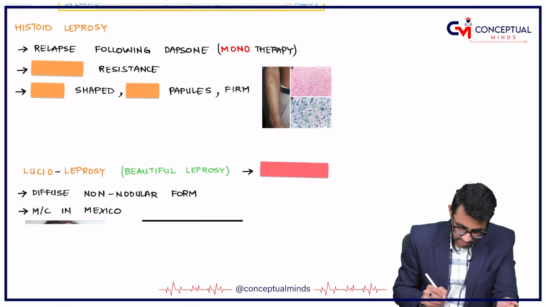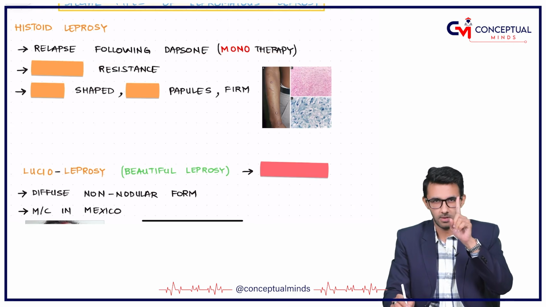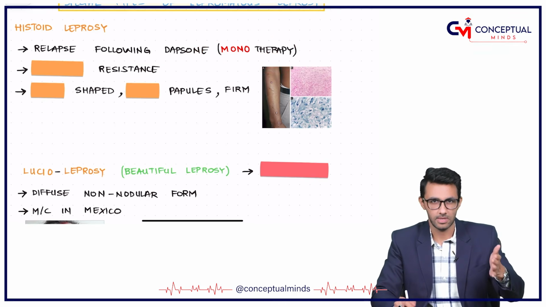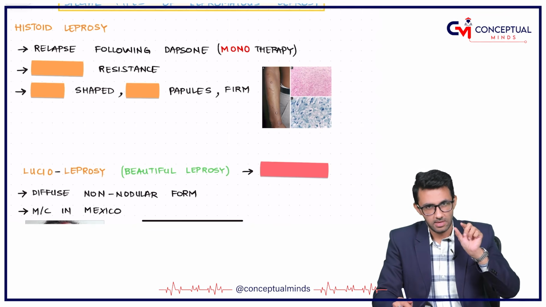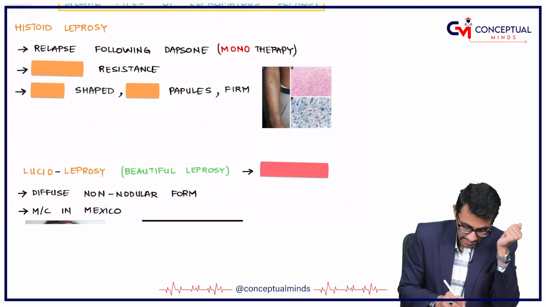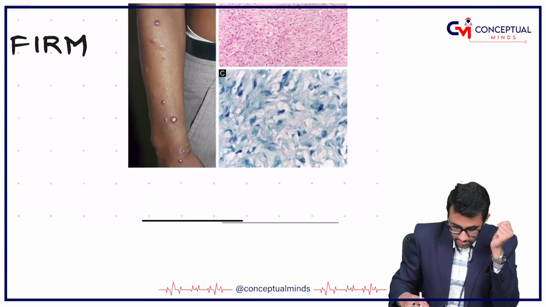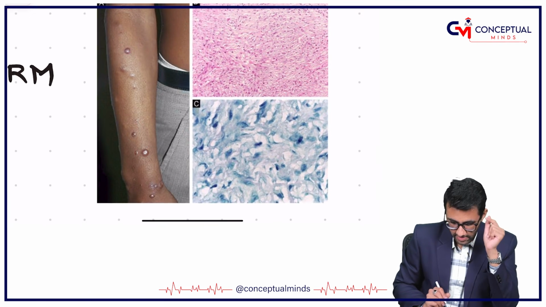In the histoid type, the patient was on Dapsone therapy, but monotherapy, only one drug. Now we usually use multi-drug therapy, right? This was only one therapy. If we give dapsone to the patient and the patient has a relapse following the dapsone, this is where there is a new type of leprosy, the histoid type, and you see these firm, pearly-like structures which are shiny. We will see about that.